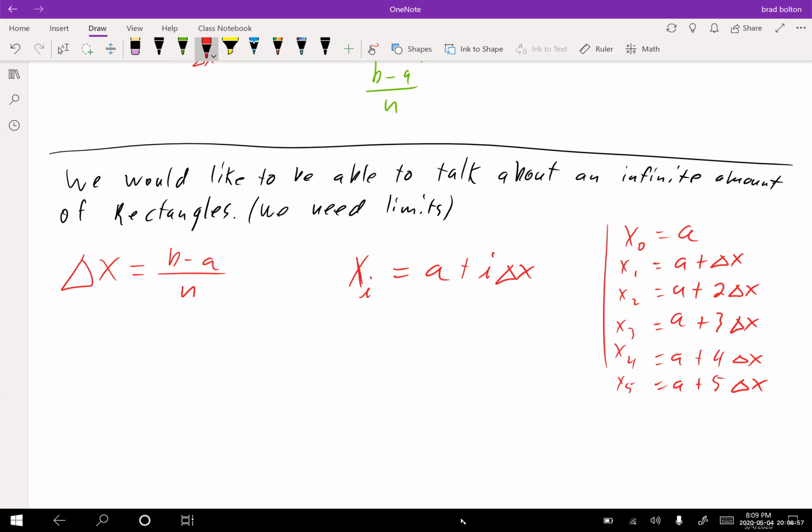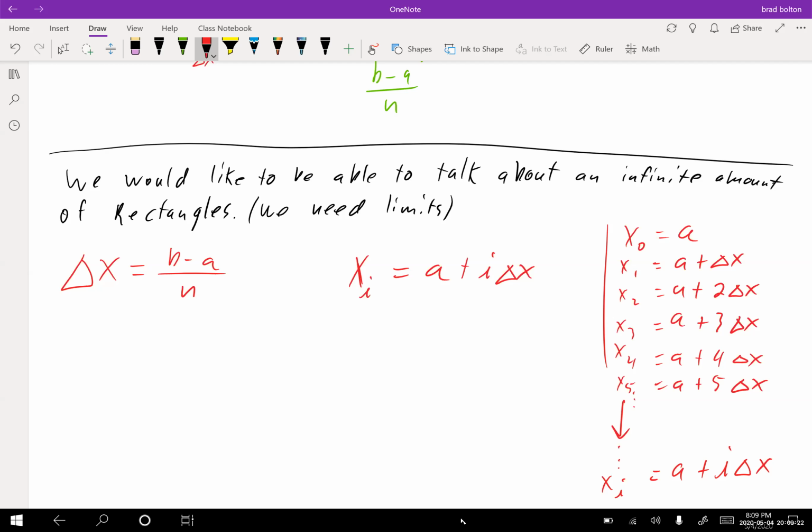Okay, and you could say that this goes down to any x sub i. Well, that's going to equal a plus whatever interval you're on. How many rectangles have you walked over? Well, I have walked over i times delta x. Okay, so these are the two things that we need. What we're going to be working with is the Riemann sum.